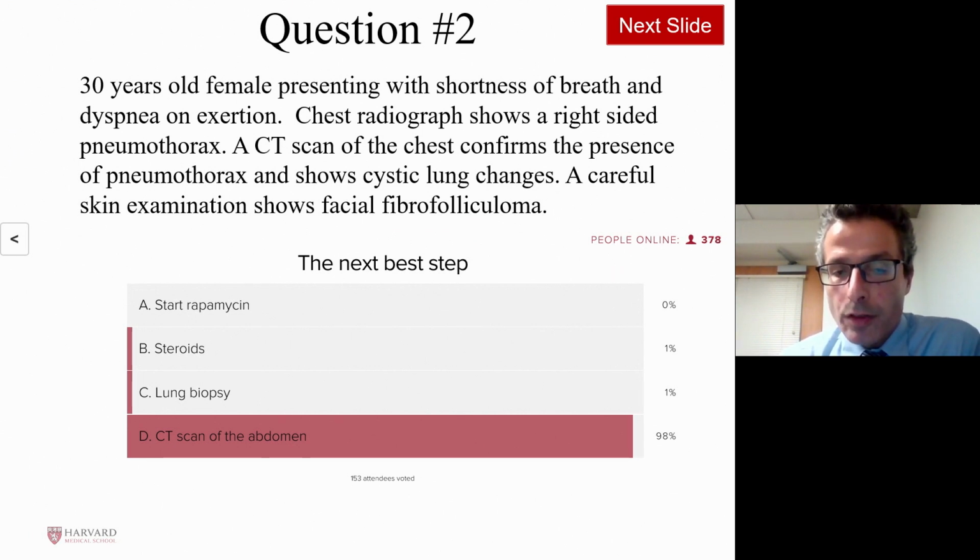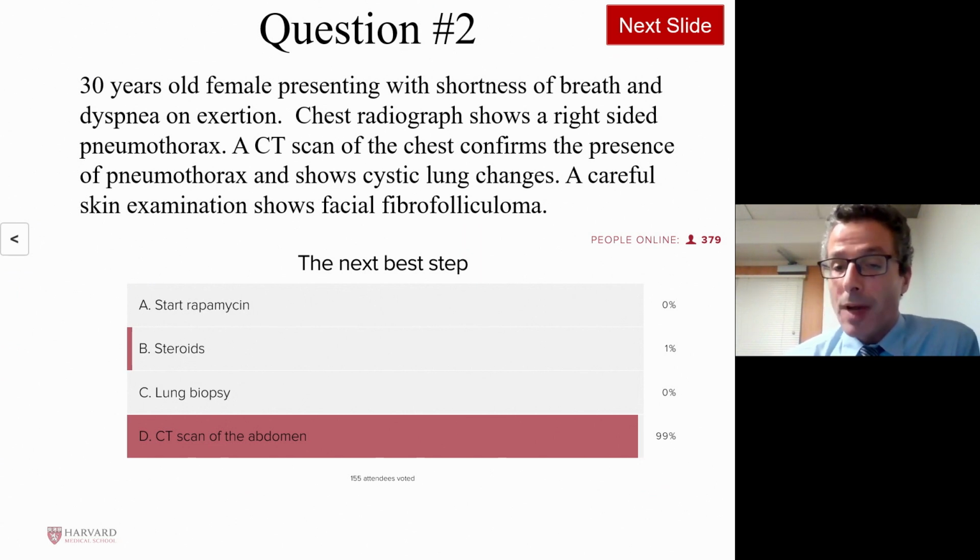And in Birt-Hogg-Dubé, rapamycin is not indicated. Steroids are not indicated either. The lung biopsy will have very bland features. You will see dilated air spaces, you will see cysts, but there's nothing on the biopsy that will directly diagnose Birt-Hogg-Dubé. The presence of the fibrofolliculoma is diagnostic of BHD, and what you'd really need to be concerned about is the presence of kidney tumors.